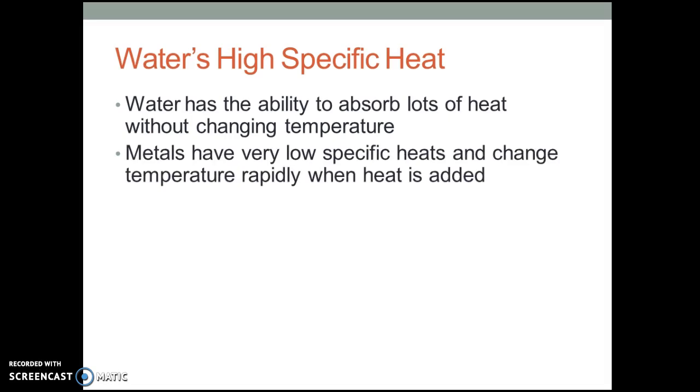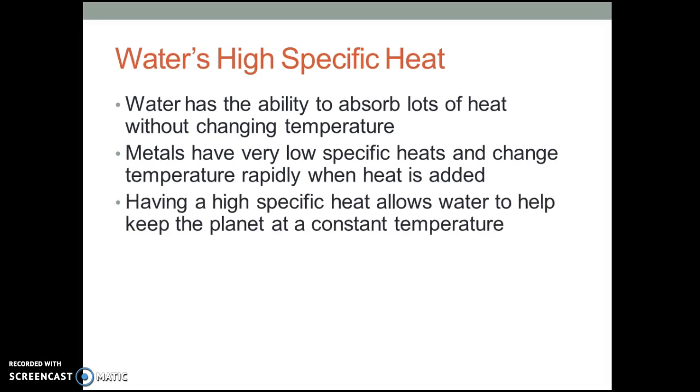Remember from the activity we did a while ago with the metal and the wood and the plastic, metals have very low specific heats. They change their temperature quite rapidly. Because water has such a high specific heat, it helps keep the planet at a relatively constant temperature. Again, you're going to have temperature swings based on all sorts of other conditions, but we do keep a relatively consistent or constant temperature.